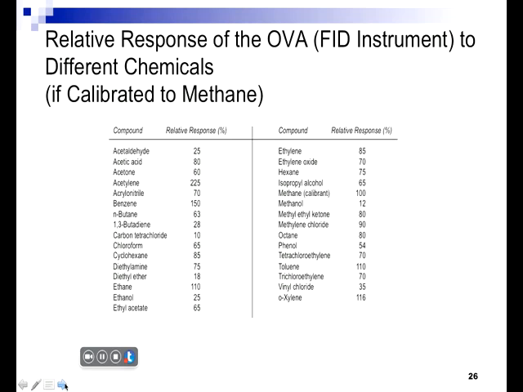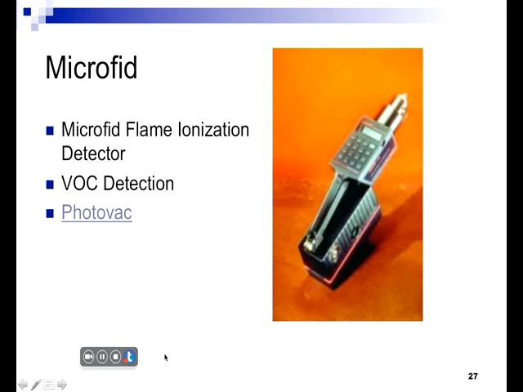A lot of gases and vapors are used for these. Benzene, I'm just listing a few of these. Ethane, hexane, phenol, toluene, vinyl chloride. You can use a flame ionization detector to monitor. This is an example of one from Microfid, Photovac flame ionization detector. This will detect VOCs, or volatile organic compounds.